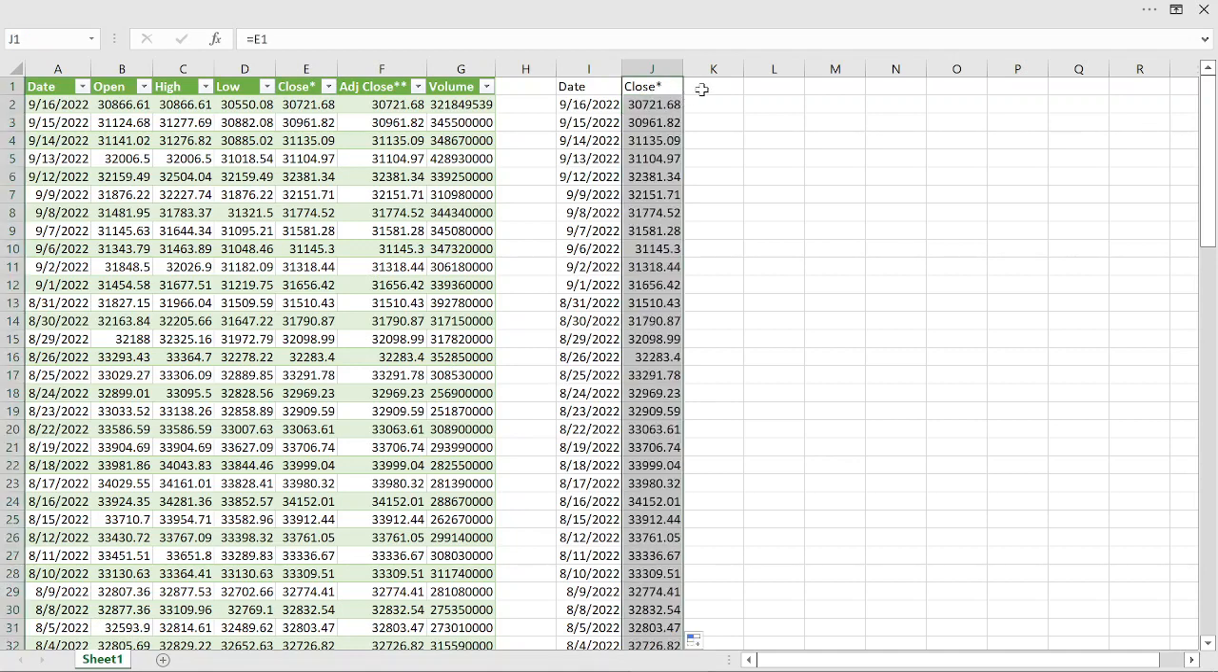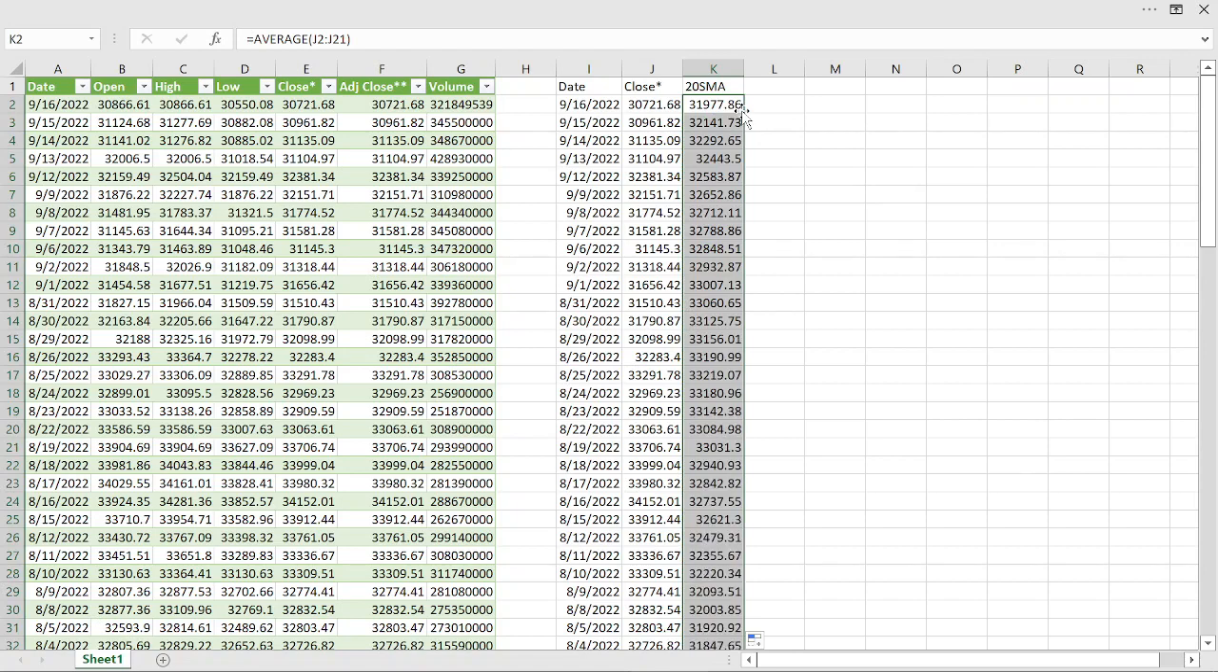Now the first step is to calculate the 20 simple moving average as follows, and it's essentially equals average of the past 20 closing periods. That's the average price for the past 20 bars.